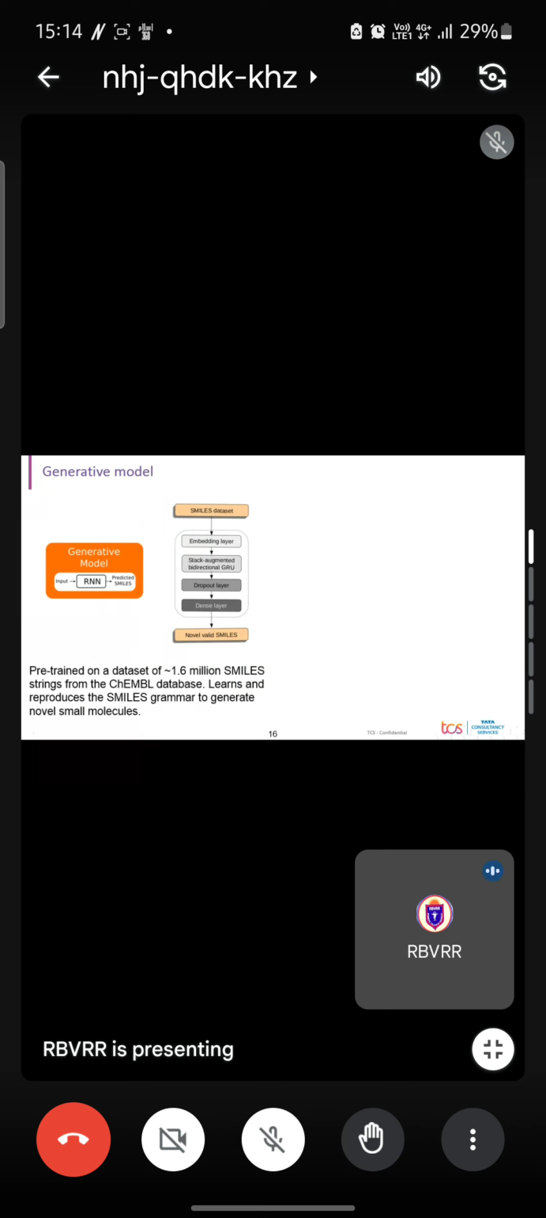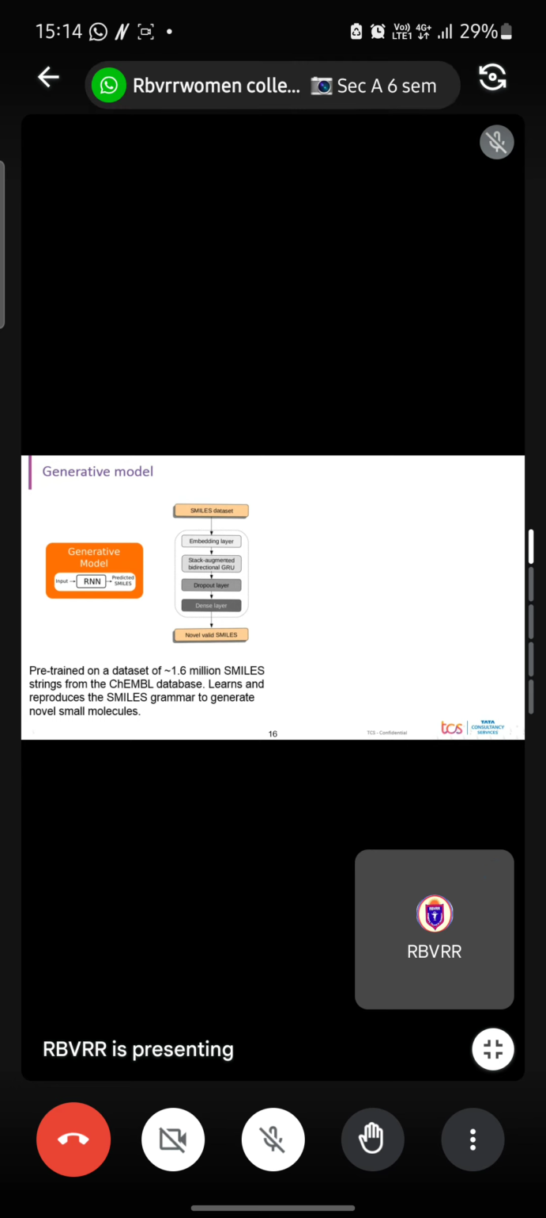We use an artificial neural network machine, which we call a recurrent neural network. And we give the input in the form of SMILES strings of many molecules, about 1.6 million molecules from a database called ChEMBL. So for each one of these 1.6 million molecules, we have converted them into this SMILES input format, and we have input it to this machine, which uses recurrent neural networks.